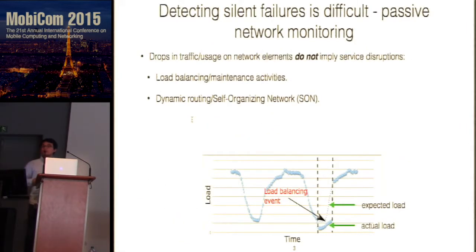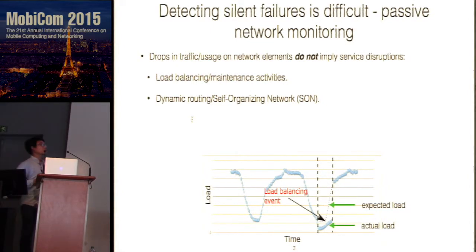In passive network monitoring, the network is monitored for failure events. Because of the dynamics in a mobile network, events like dynamic load balancing, maintenance activities, or dynamic routing happen frequently. This could cause drops in traffic or usage on a network element. However, these drops do not imply service disruption on the user side.